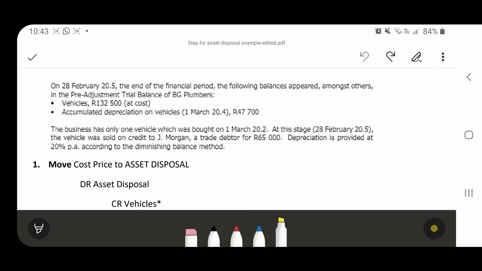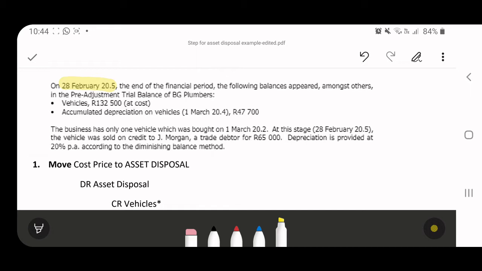This is task 4.17 out of the Grade 11 New Era textbook, and I thought this would be a good example to go through with the five steps of asset disposal to show you how easy it can be. Firstly, it's telling us that we're at the end of the financial period, and the end of the financial period date is the 28th of February.